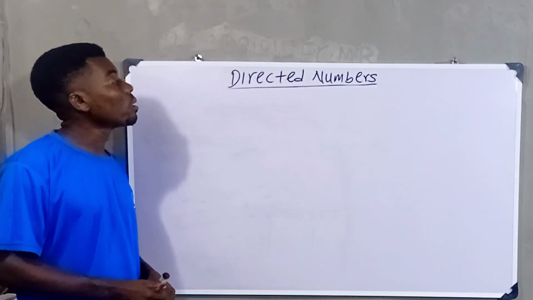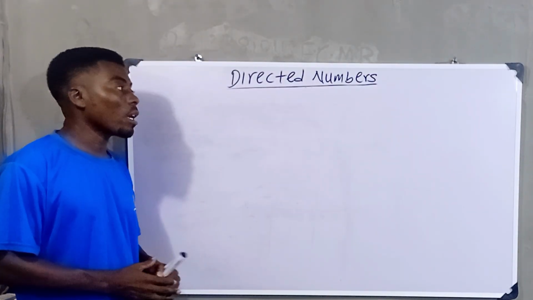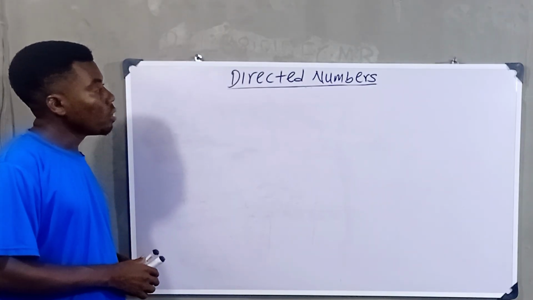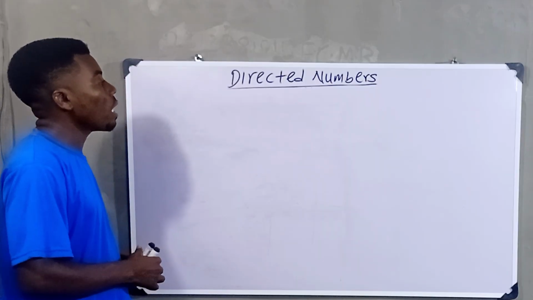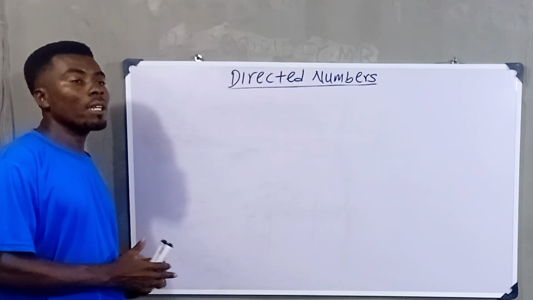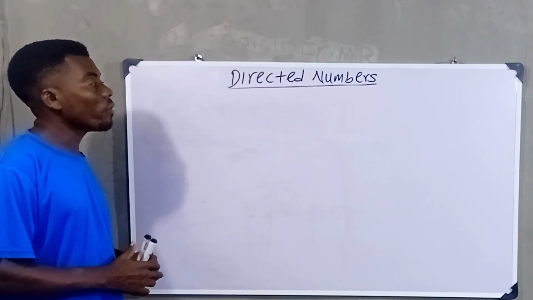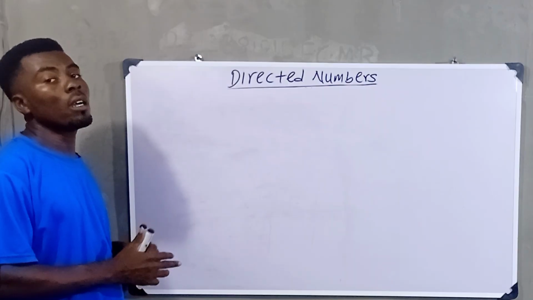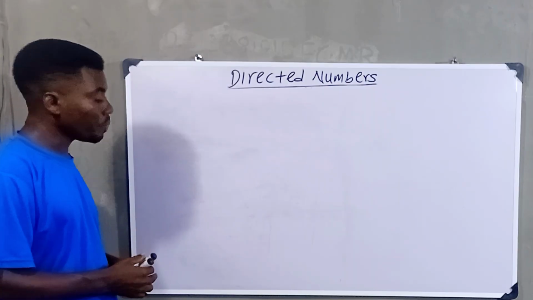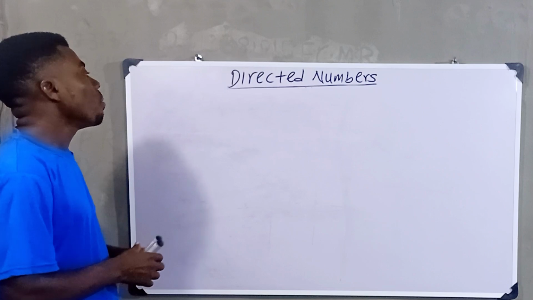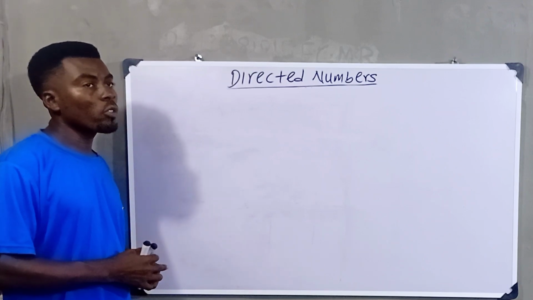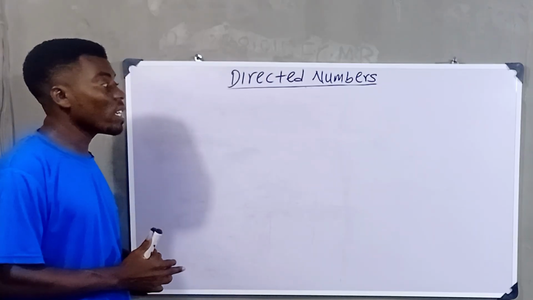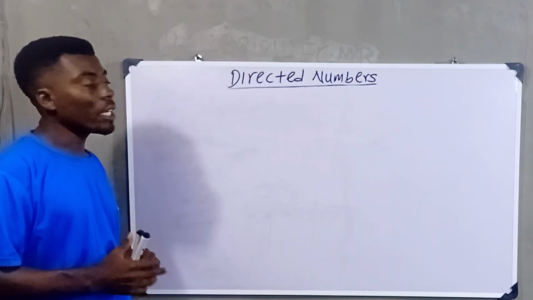Hello everyone. Okay, so in today's class, we'll be discussing directed numbers. Directed numbers are numbers that have both magnitude, which is size, and direction, which is either a positive or negative sign. Okay, so when we consider directed numbers, we have the positive numbers and the negative numbers. That means directed numbers are divided into positive and negative.